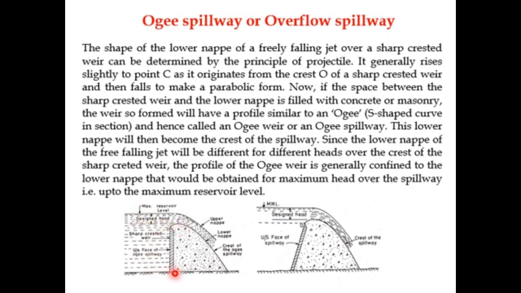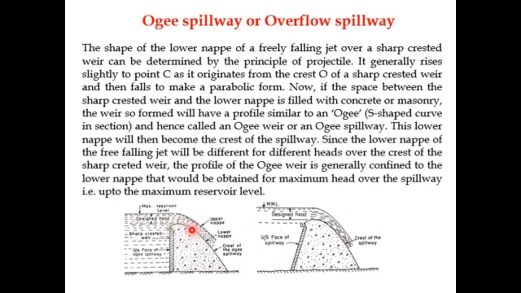For an ogee weir, the gap between the sharp-crested weir's lower nappe and the bottom is filled with concrete or masonry, and hence attains a profile similar to an S shape or an ogee shape, and hence is called the ogee weir or the ogee spillway. The lower nappe that would come from a sharp-crested weir becomes the crest of the ogee spillway.